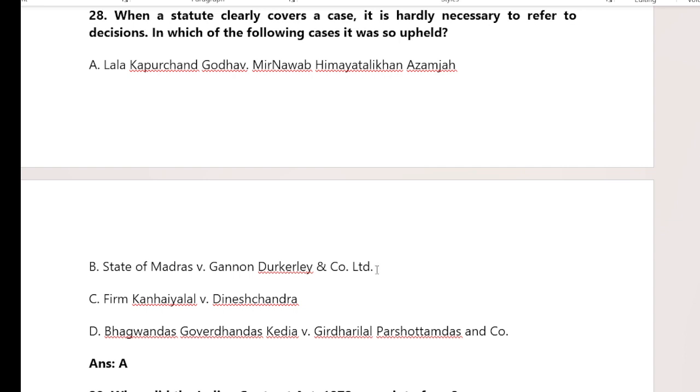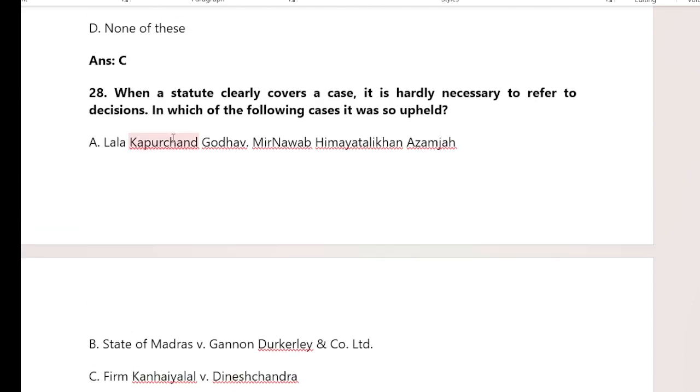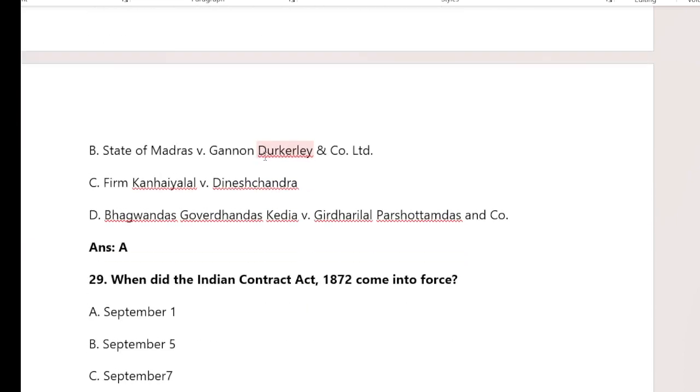Durkarle and Corporation Limited. And Kanaiya Lal versus Dinesh Chandra and the Bhagwan Das. Govardhan Das Kadia versus Girdhari Lal Parshottam Das. And the right answer is option A, Lala Kapoor Chand case.